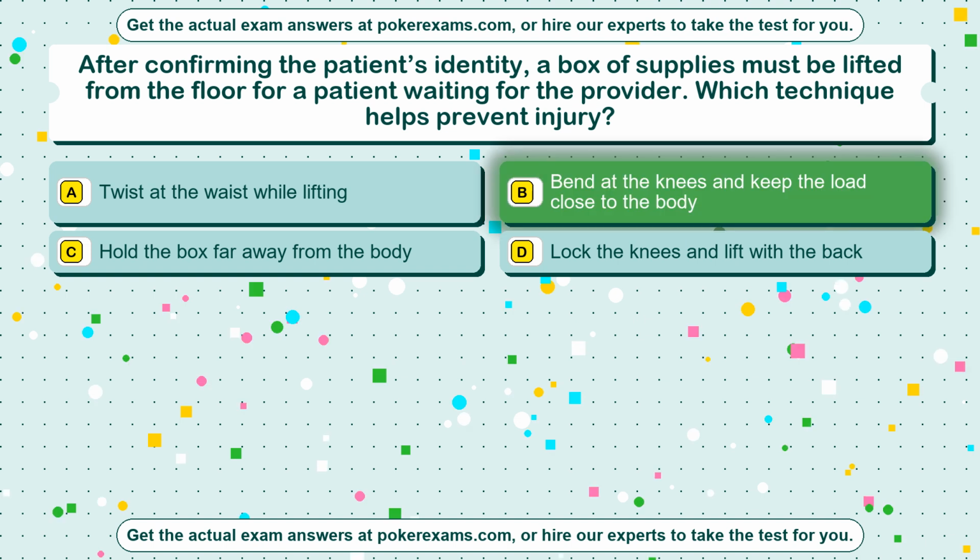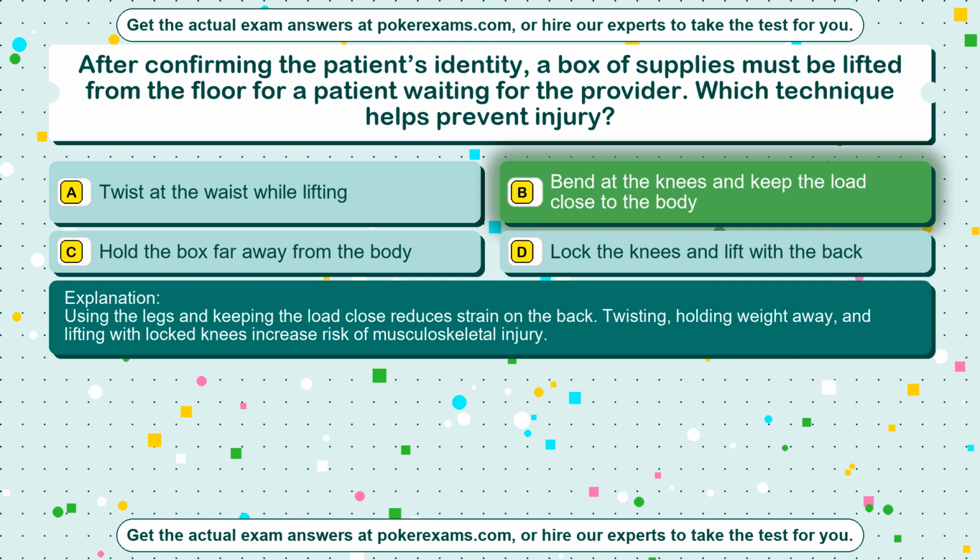The correct answer is option B. Bend at the knees and keep the load close to the body. Using the legs and keeping the load close reduces strain on the back. Twisting, holding weight away, and lifting with locked knees increase risk of musculoskeletal injury.